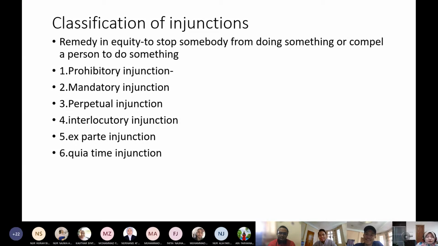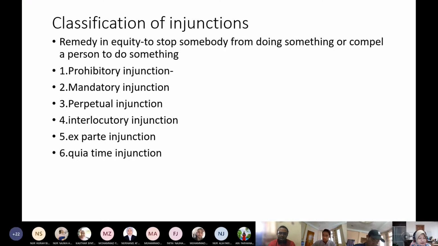But in terms of practical, we are going to do it in our civil procedure. So these are the important types of injunction: prohibitory injunction, mandatory injunction, perpetual injunction, interlocutory injunction, which is when the trial is going on, then ex parte and quia timet injunction. So what is an injunction? An injunction is to stop somebody from doing something or compel a person to do something. Prohibitory injunction is to prohibit you from doing something.